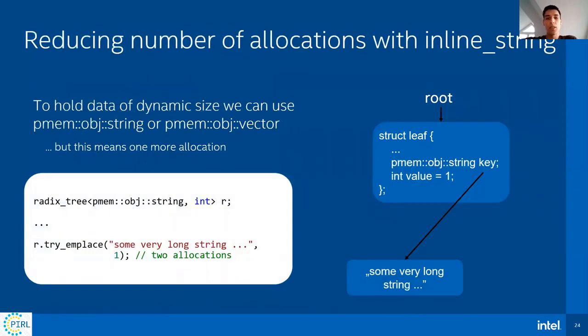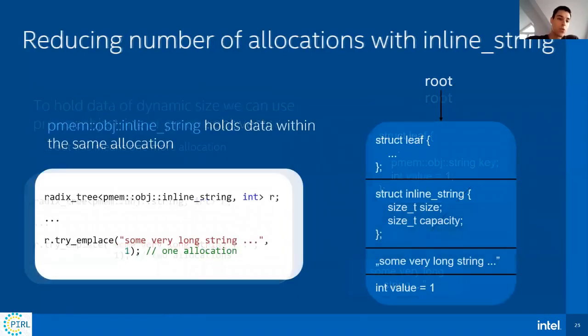On this slide, you can see an example where we use radix tree with PMobj string as a key. We do that because we want to store some dynamically sized data. Similar to std string, PMobj string stores its data on the heap. However, as we all know, persistent memory has higher latency than DRAM, and we want to limit number of pointer dereferences and allocations in our algorithms.